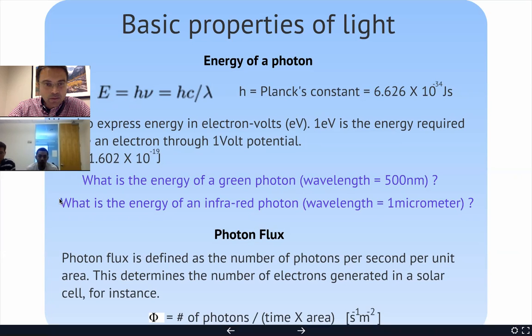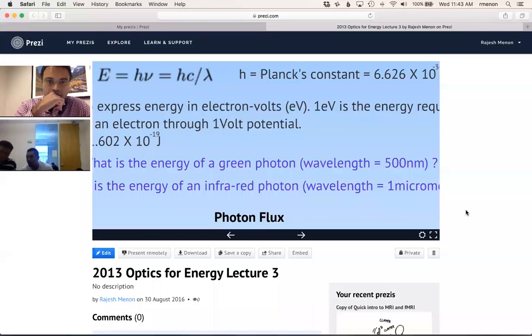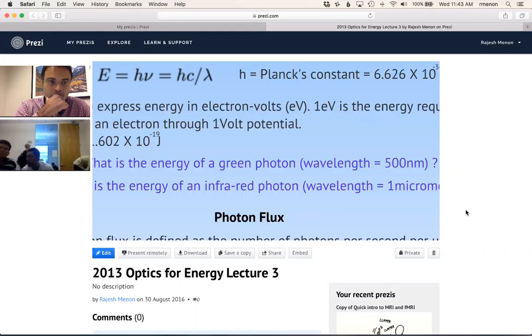Okay, now the next question is, what is the energy of an infrared photon? The wavelength is 1 micrometer. To the negative 20. Right?